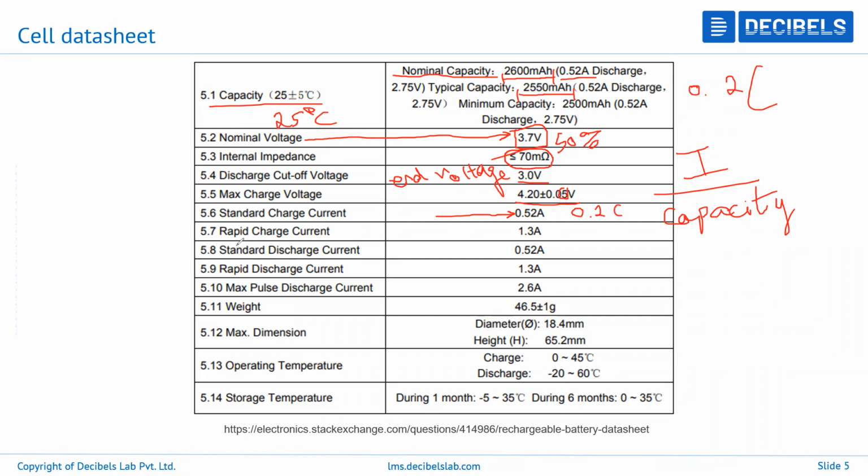It is not advised to always charge at rapid charging current, because this can actually start to wear down the battery pretty quickly. 0.52 will actually give you longer life. Same thing here with the discharge as well.